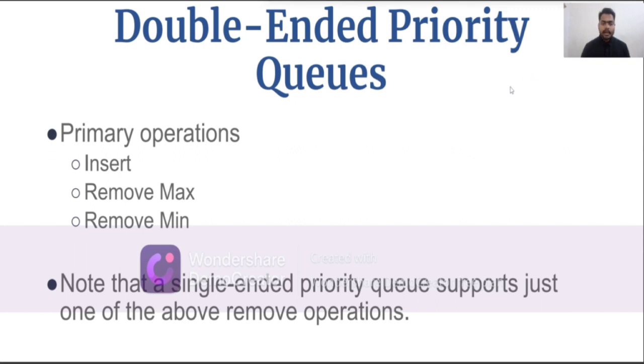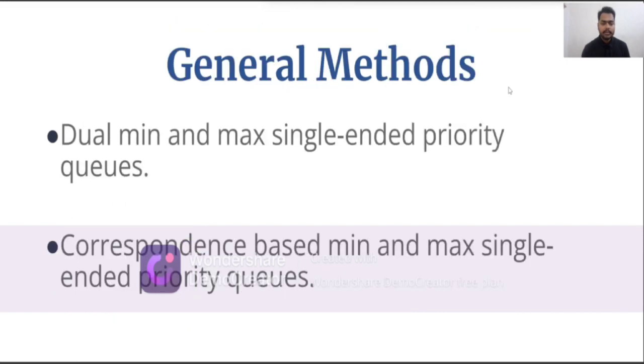In a single priority queue we have only one axis, either removing minimum or removing maximum. In a doubly ended priority queue we have the privilege of doing both operations, and inserting elements is the same as in a single priority queue. We'll see how we can insert, remove min and remove max. So, general methods.